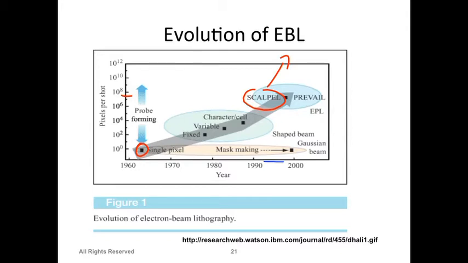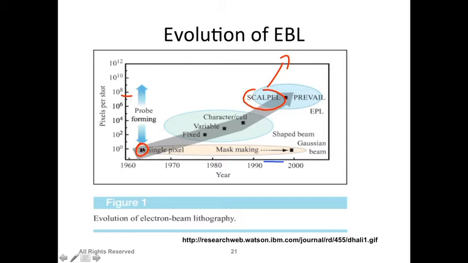So look at this graph. In this graph, it shows the evolution of electron beam lithography, and this is a single pixel. In a single pixel case we can achieve very high, super resolution, right? But pixels per sheet would be very low, meaning we cannot print a lot. But then later on we start going towards mask making and other forms of e-beam lithography, and Scalpel is here where you can achieve a lot of pixels.